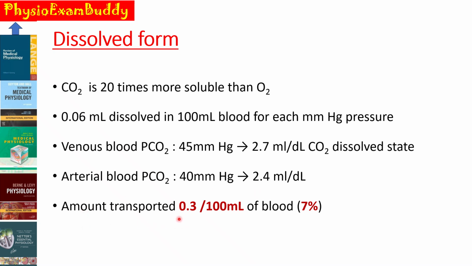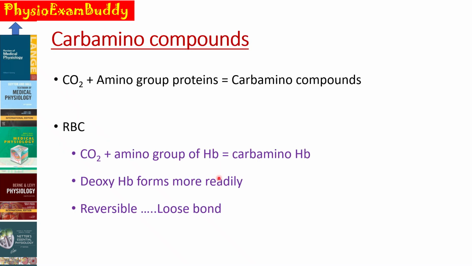Thus, the difference is 0.3 ml of carbon dioxide transported in the dissolved state per 100 ml of blood from tissues to the lung. This represents around 7% of all the carbon dioxide transport. Please remember all these values because they are taken from international textbooks.